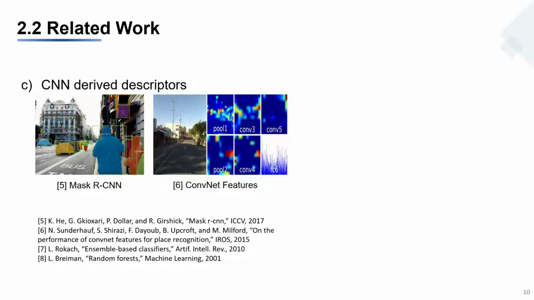There has been significant interest in utilizing CNN-derived features instead of using feature descriptors in SLAM, by engaging object detection algorithms like Mask R-CNN to extract objects from a scene, and ConvNet features, which use features from higher layers of the ConvNet hierarchy to encode semantic information about a scene.